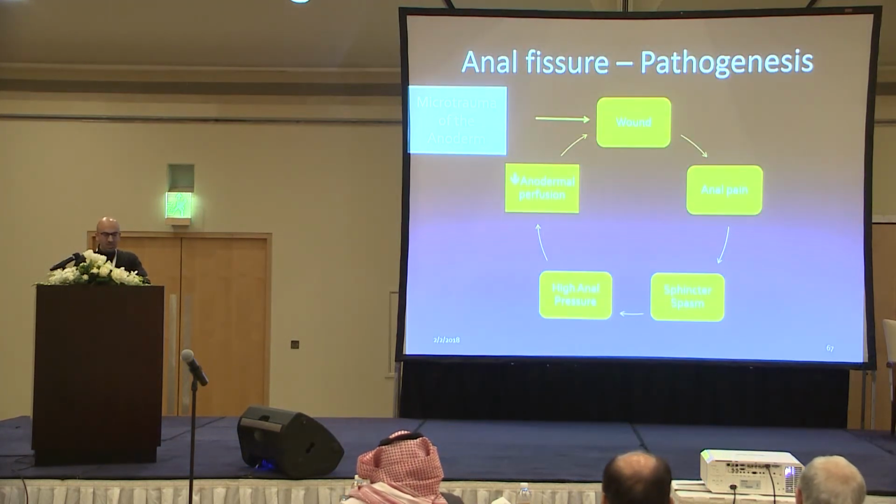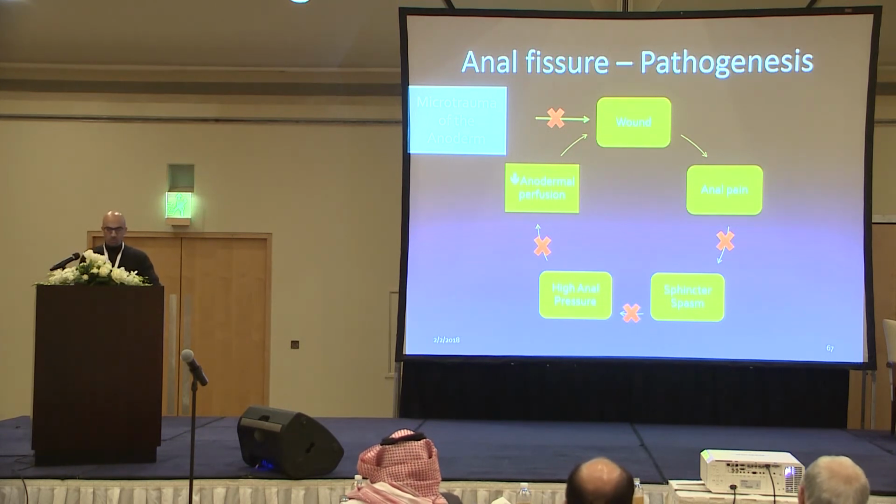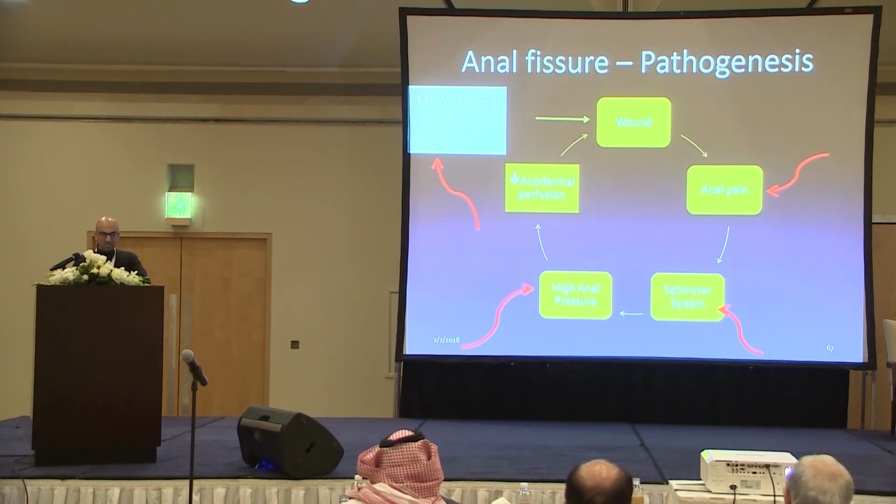The initiating factor is microtrauma of the anoderm due to constipation and hard stool. This will lead to a wound, and that perianal wound will lead to severe perianal pain that leads to sphincter spasm, and that spasm will increase the pressure in the anal canal, leading to decreased perfusion. To treat the condition, we have to break the cycle. Otherwise, the patient will not heal. So we have to treat these factors to enable us to reach complete healing.